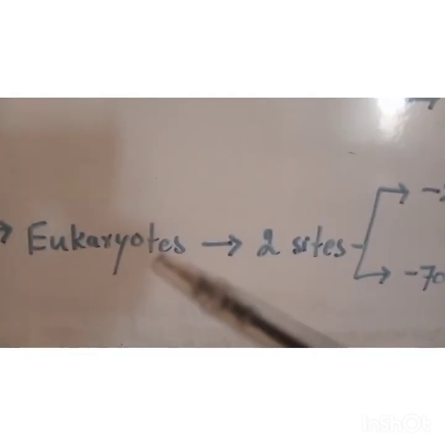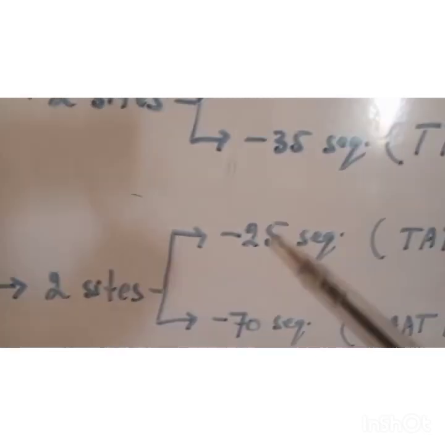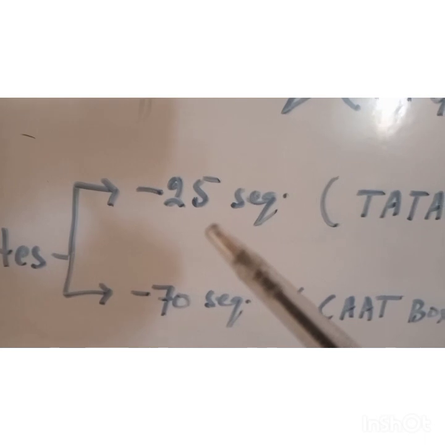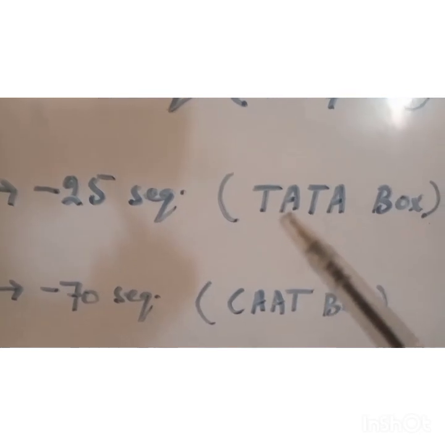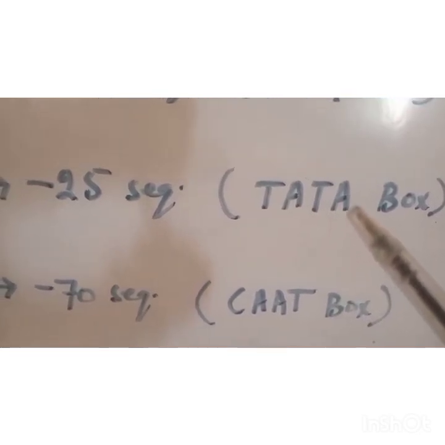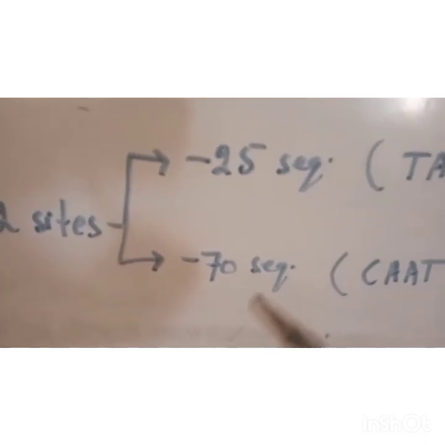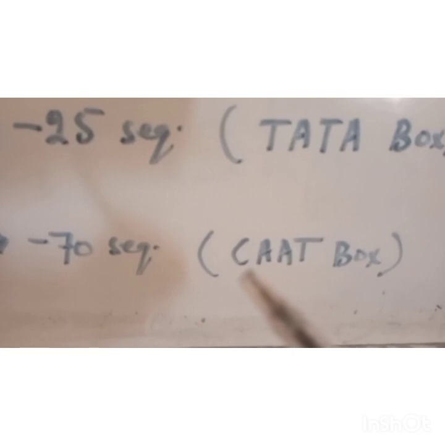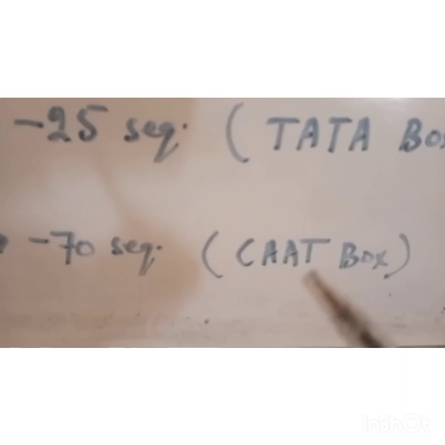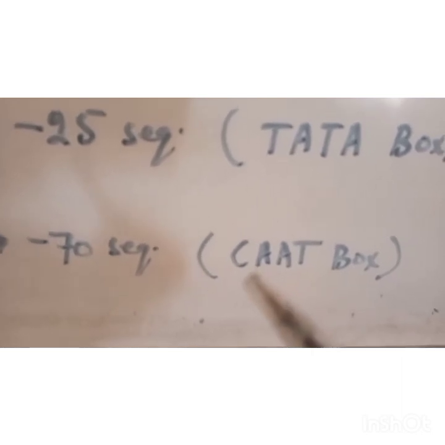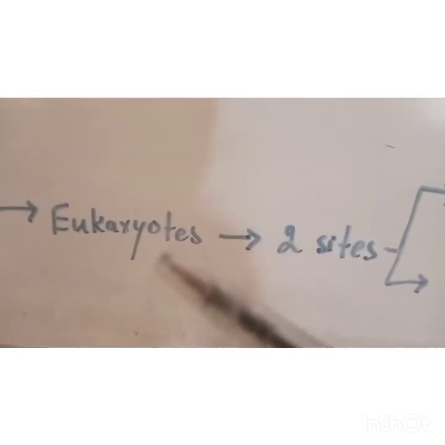While in the eukaryotes, 2 sites are also present. These are at the -25 sequence, which is known as the TATA box. That is a 4 nucleotide sequence: thymine, adenine, thymine, and adenine. While the second binding site is present at the -70 sequence, which is cytosine, adenine, adenine, and thymine. This is also known as the CAAT box. So these are the 2 binding sites present in the eukaryotes.